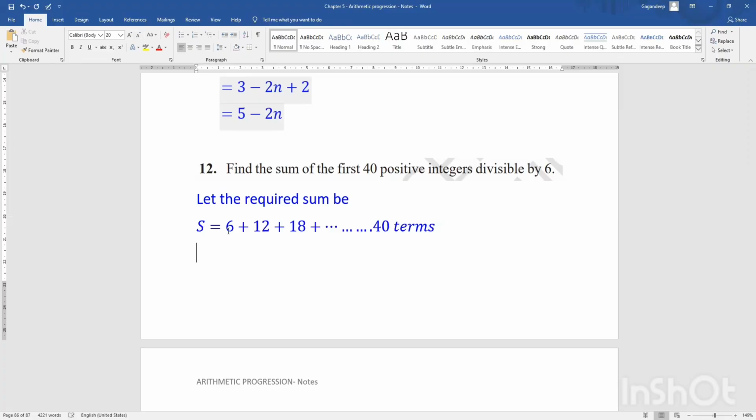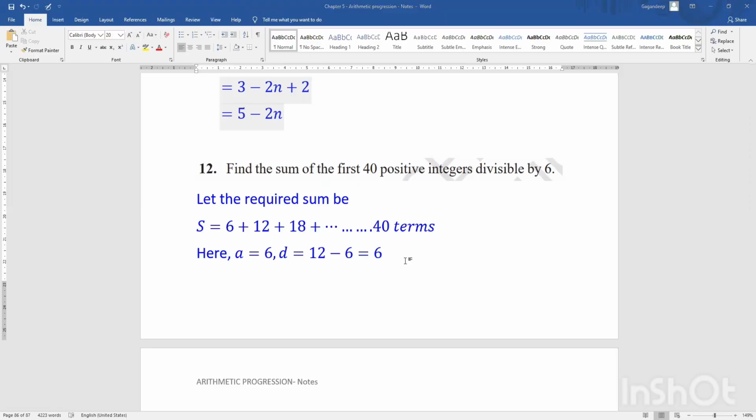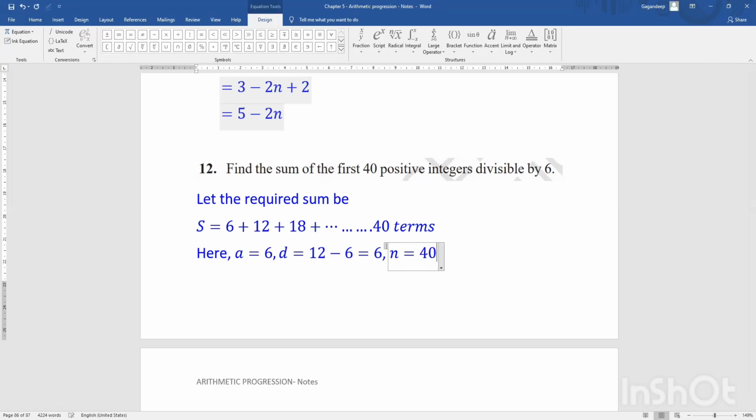Now here we are going to analyze what all the things available. Here we have a as 6, then d equals 12 minus 6, which is nothing but 6. And then n is equal to the number of terms, so n is equal to 40.